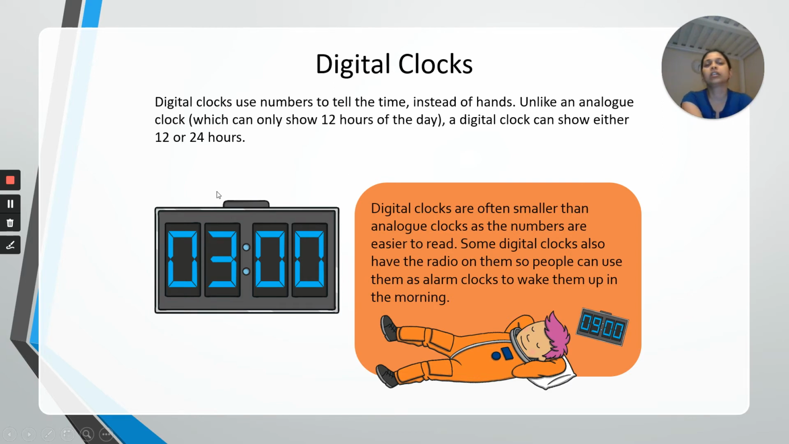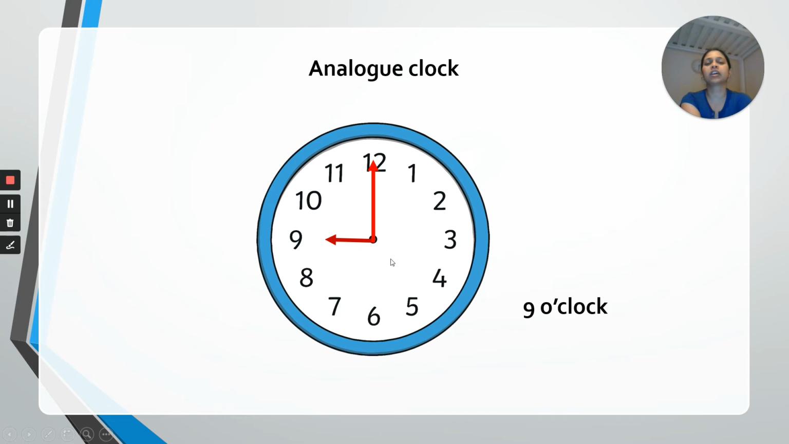Okay, right, moving on to our analog clock. Like I said, the short hand is the hour hand, and your long hand is your minute hand, and every time it points on the 12, we say o'clock. So the hour hand is on 9, which is why this clock represents 9 o'clock. The next one, 2 o'clock. And I think I've got another one here, 7 o'clock.